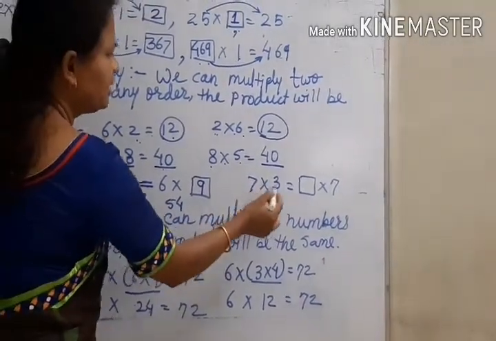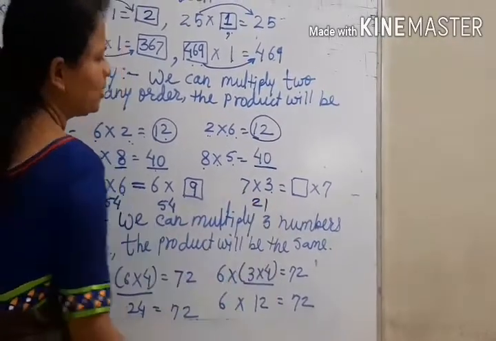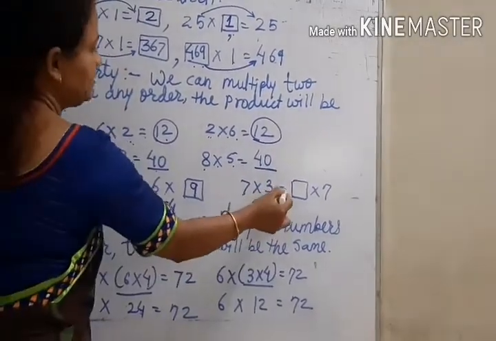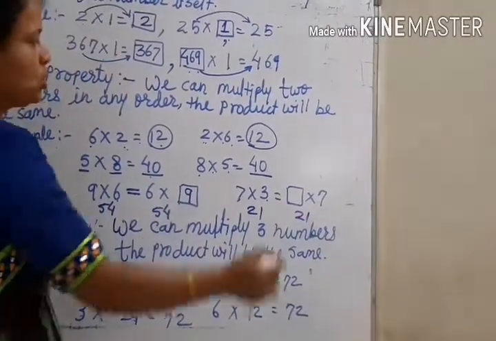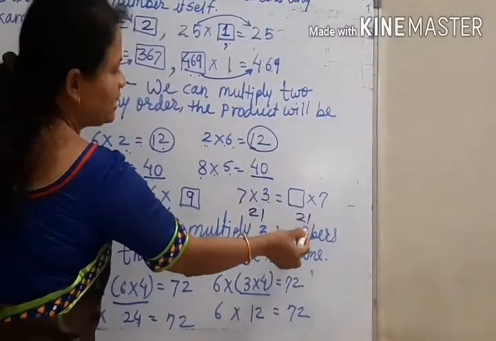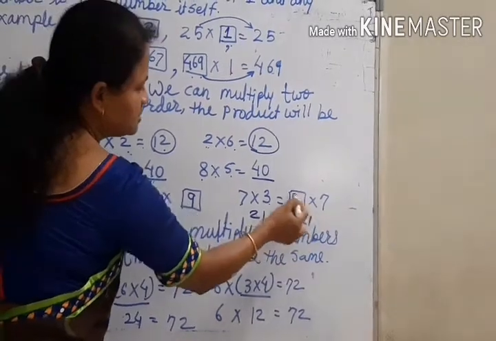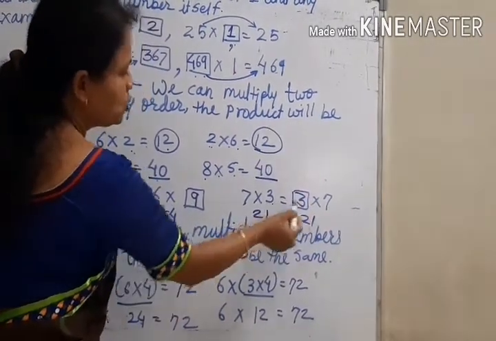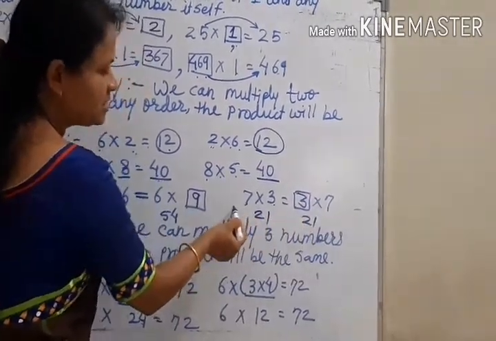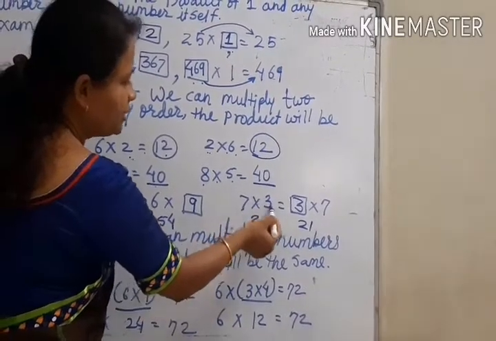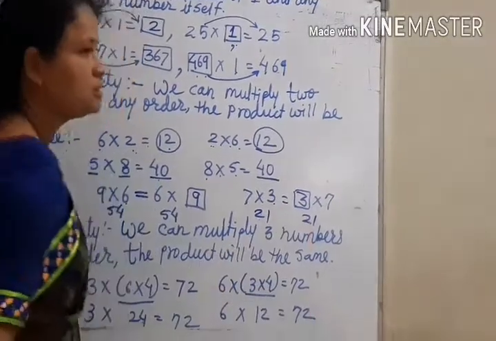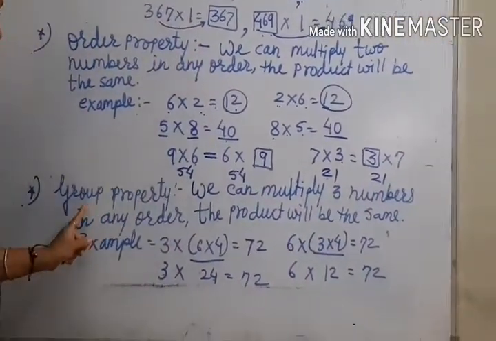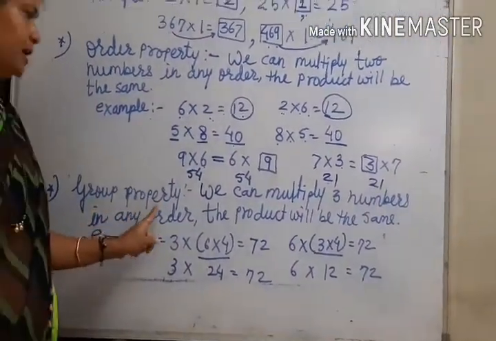Here also 7 multiplied by 3, we get the answer 21. The equal to sign tells us that this side value is also 21. So which number is missing here to get the answer 21? 3 is missing here. This example also explains the property of order. If we change the order of the numbers, the product remains the same. Now let us see the last property, group property.